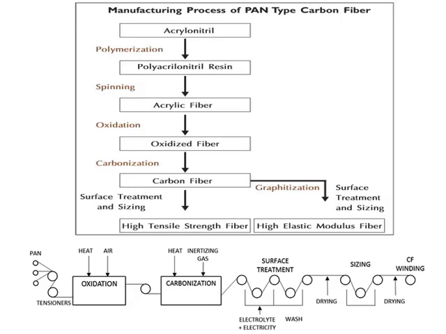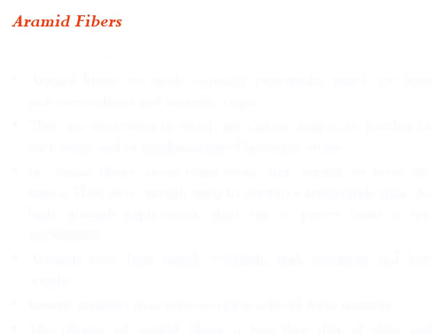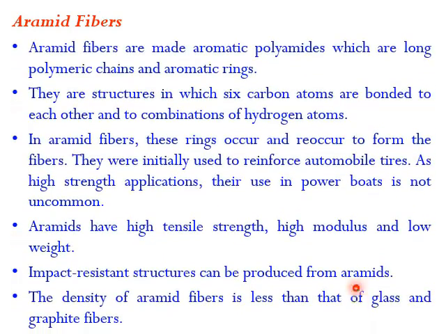Okay, so the next example is aramid fiber. Aramid fibers are made up of aromatic polyamides, which are long polymeric chains with aromatic rings. Their structure has 6 carbon atoms bonded to each other in combination with hydrogen atoms. In aramid fiber, these rings occur and reoccur to form the fiber. They were initially used to reinforce automobile tires, and normally they have very good wear resistance.